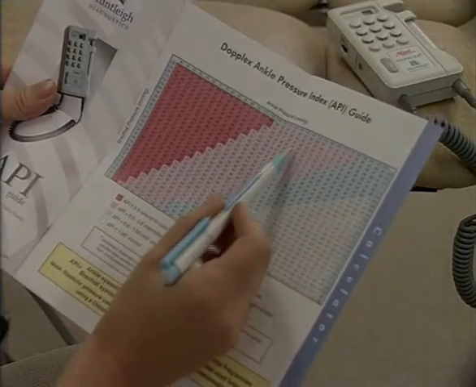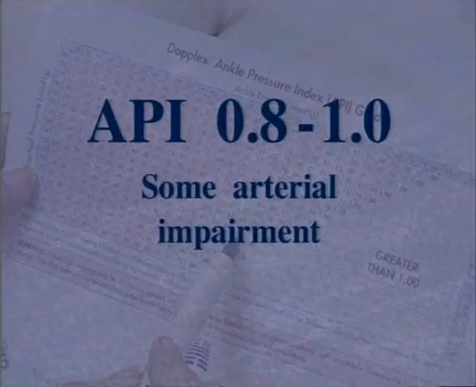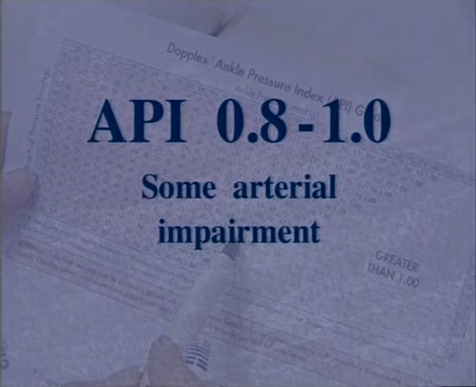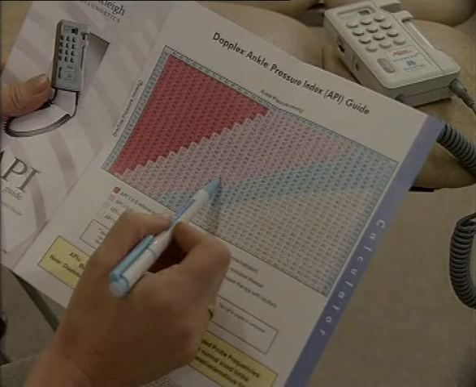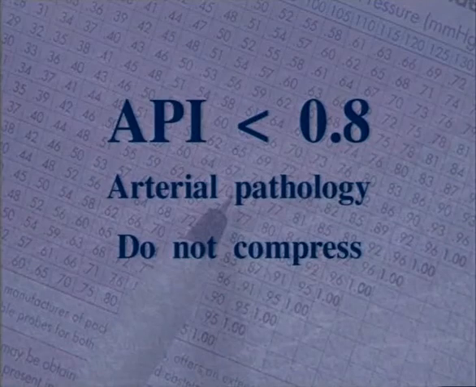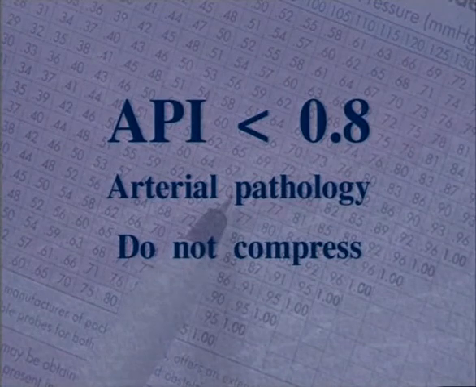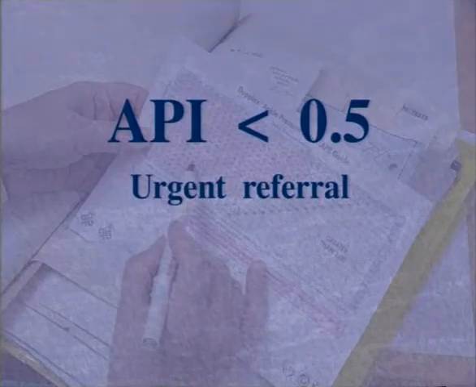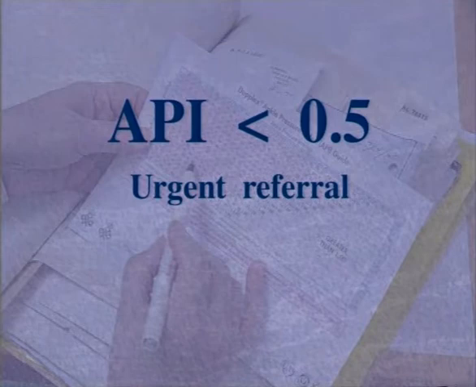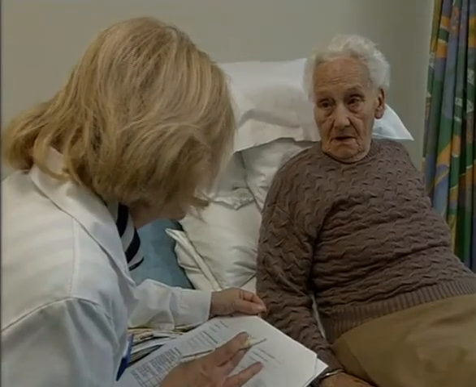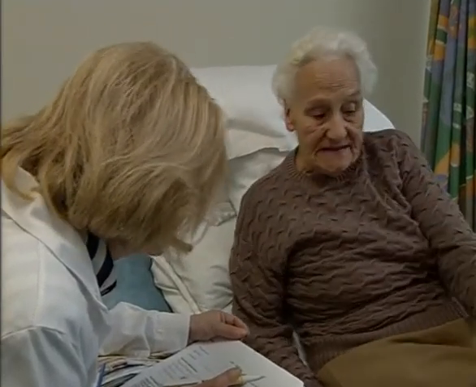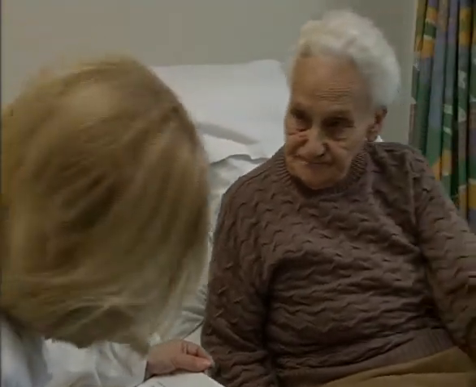If the reading is between 0.8 and 1, there's an indication of some degree of arterial disease. If it is less than 0.8, the dominant pathology is arterial and compression should be avoided. If the API is less than 0.5, urgent referral is required so that more detailed vascular studies can be undertaken. Always consider the patient's underlying medical condition in addition to API recordings.